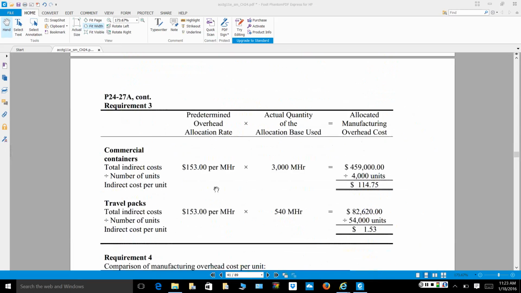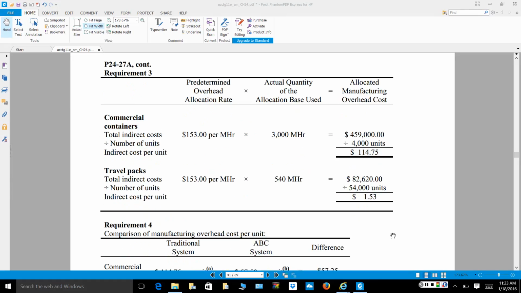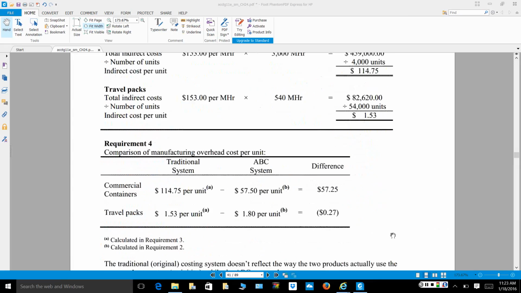If we use this single rate and multiply it by 3,000 machine hours for our commercial containers and 540 machine hours for our travel packs, we generate total overhead, divided by the number of units produced: $114.75 compared to $1.53.